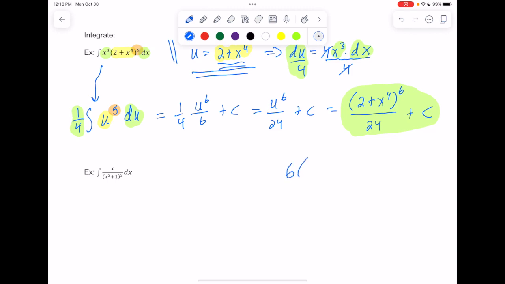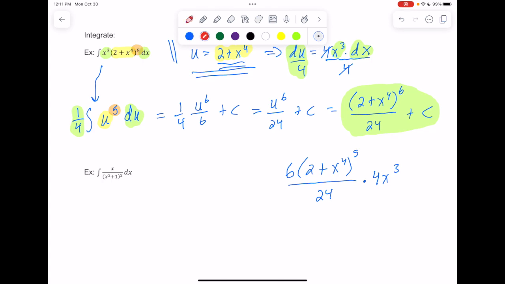So you'd bring the 6 down, subtract 1 from the power, so that'd be a 5. The over 24 part would just sit there. Then you would multiply by the derivative of the inside, which would be 4x to the third, and the derivative of the constant would be 0.